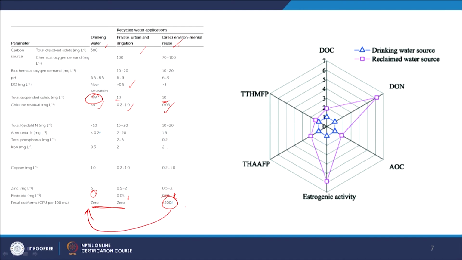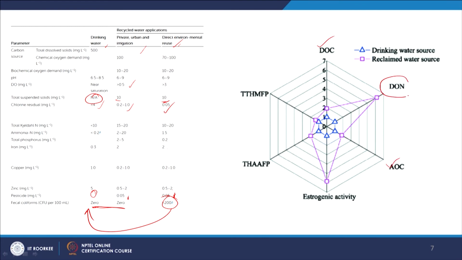The other thing that this paper talked about, this is information from other research, was, in the blue here we have drinking water and in the purple here we have the reclaimed water. So, they noticed that certain parameters of drinking water and reclaimed water are quite in agreement with each other. For example, AOC, DOC, TTHMFP, HAAFP, they are quite agreeable with each other, and we also measure them, like dissolved organic carbon, assimilable organic carbon.